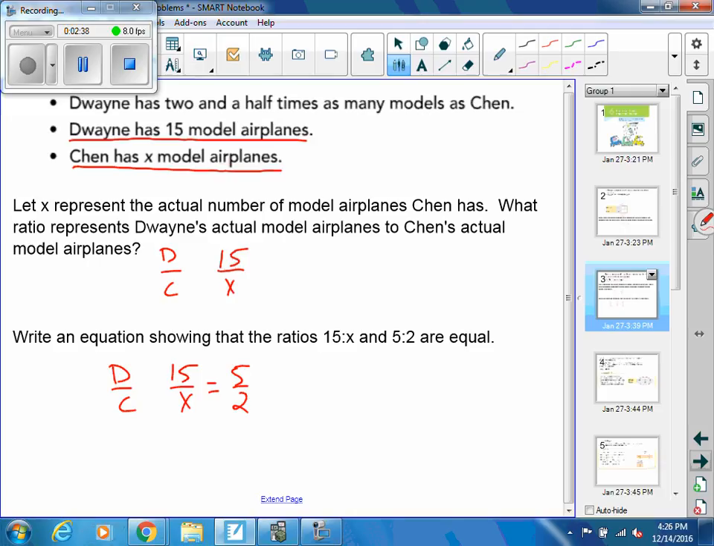Now what we could do is go ahead and solve that, because I can do my cross multiplication here. I can take my 15 times 2, and that's going to equal my X times 5, or 5 times X, which is 5X. 15 times 2 is 30. So I just need to divide by 5. 30 divided by 5 is 6. So 6 equals X. So Chen would have 6 model airplanes.